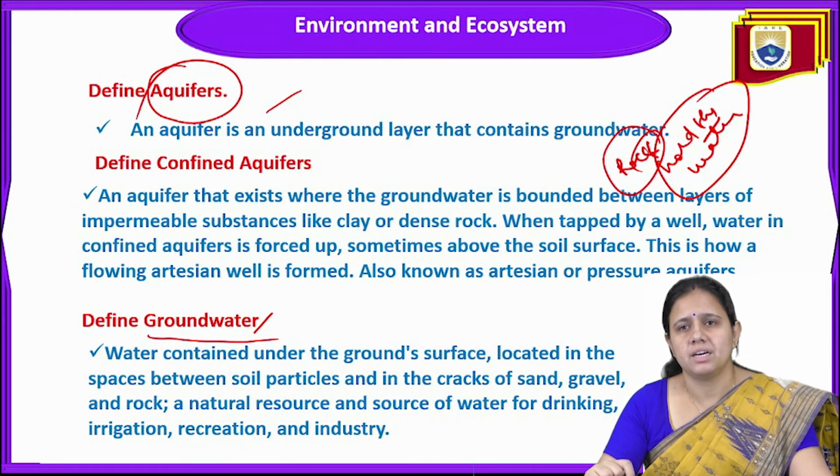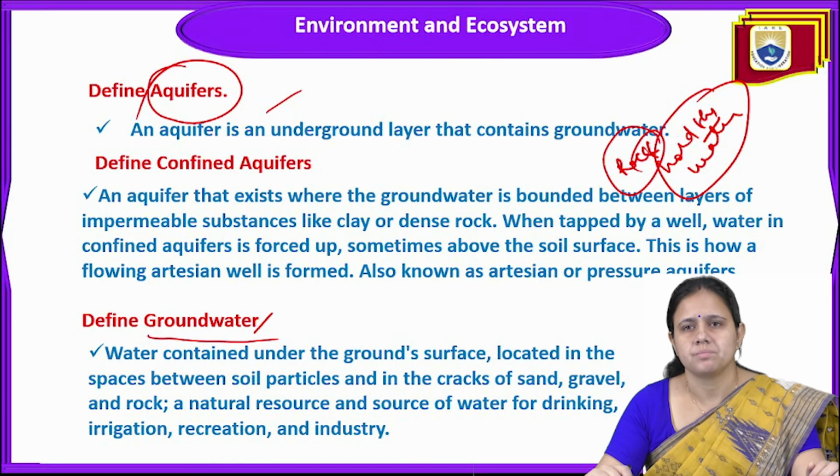Next is defined confined aquifer. Means aquifer is confined aquifer and unconfined aquifer. Two types of aquifer is there. First one is confined aquifer. Means an aquifer that exists where the groundwater is bounded with layers of impermeable substances like clay or dense rock. When trapped by a well, water in confined aquifers is forced up, sometimes above the soil surface. This is how a flow artesian well is formed.